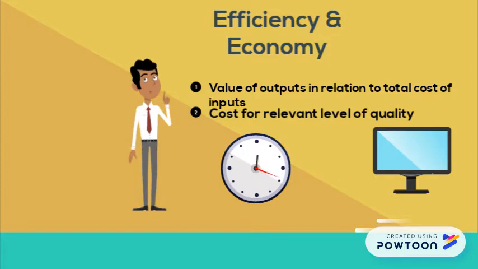Efficiency and economy. Efficiency is the value of outputs in relation to the total cost of inputs, so it assesses how the project is delivered and its cost efficiency. While economy is the cost for a relevant level of quality, it assesses inputs at the right quantity and at the right price.